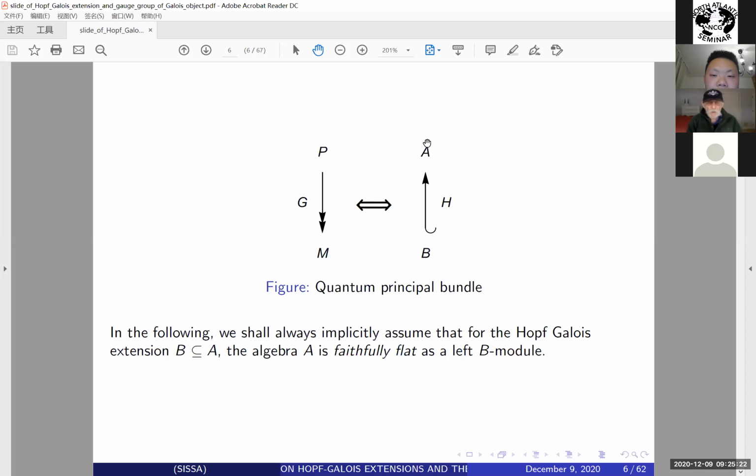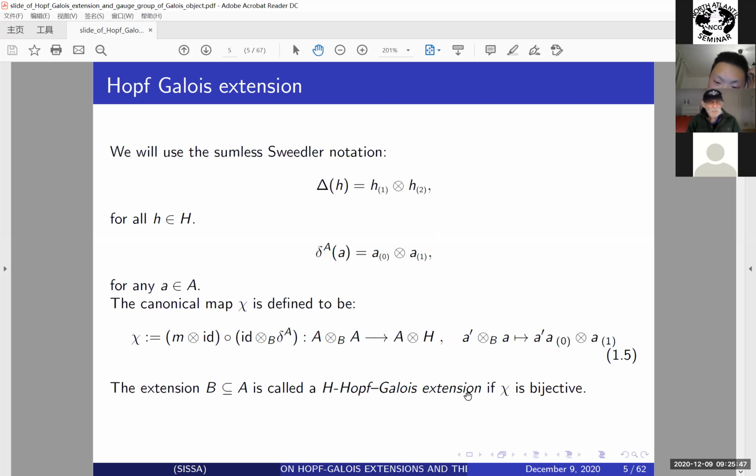But the Hopf-Galois extension is non-commutative, since both A and B can be non-commutative, and the Hopf algebra can also be non-commutative. In the following, we always assume for any Hopf-Galois extension that the algebra A is a faithful flat left B module.